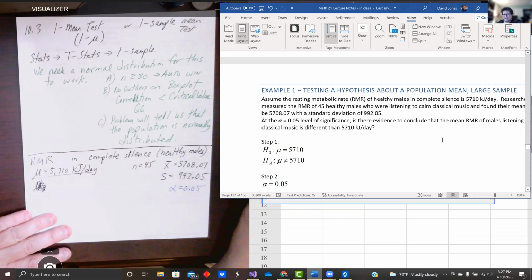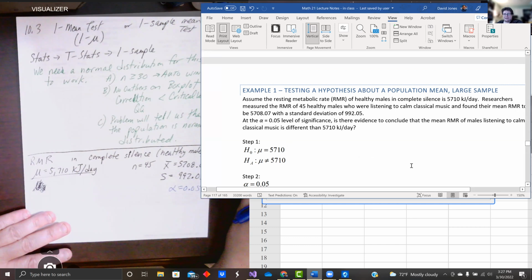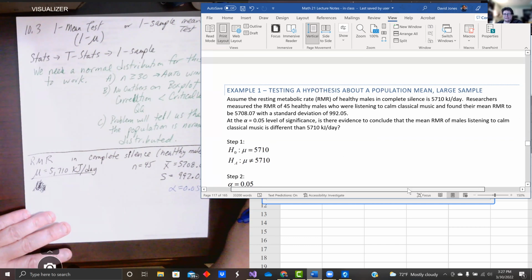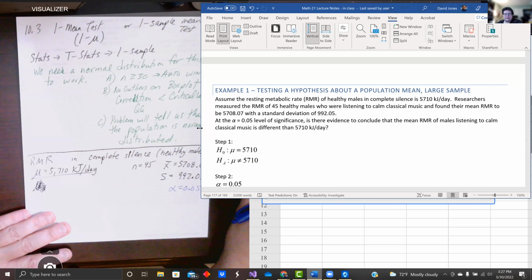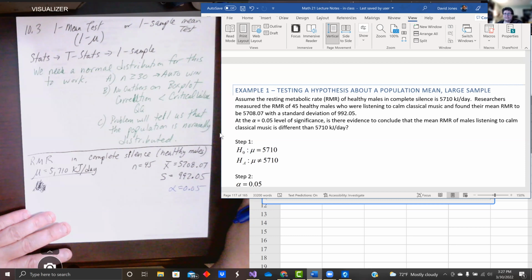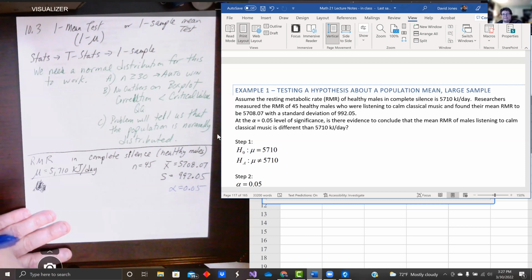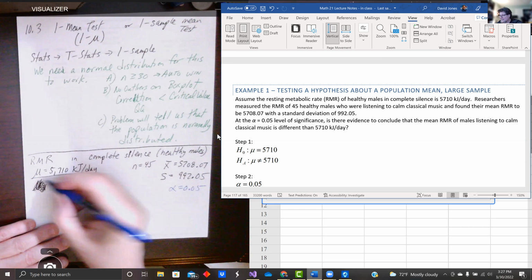Is there evidence to conclude that the mean resting metabolic rate of males listening to calm classical music, I think that says calm. Yep. Listening to calm classical music. Ooh, there we go. That might look better. Is different than 5,710 kilojoules per day. So they're comparing it to the 5,710.